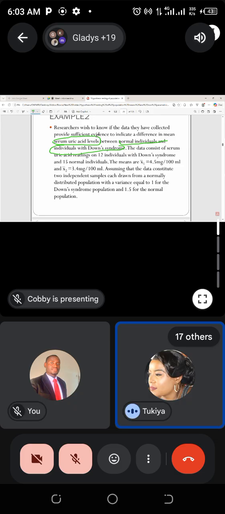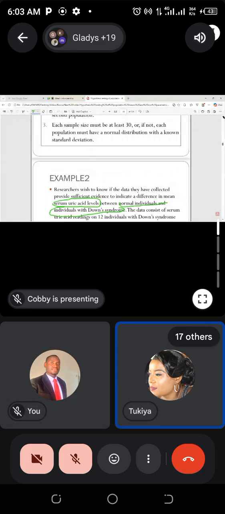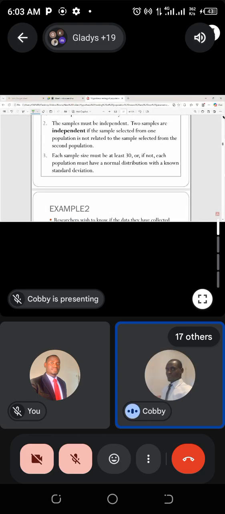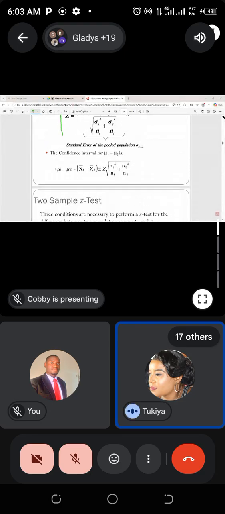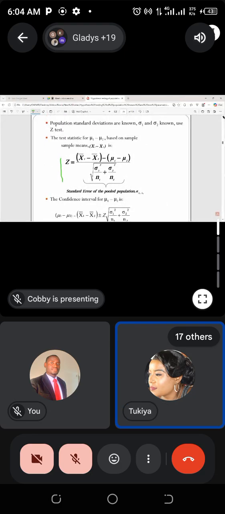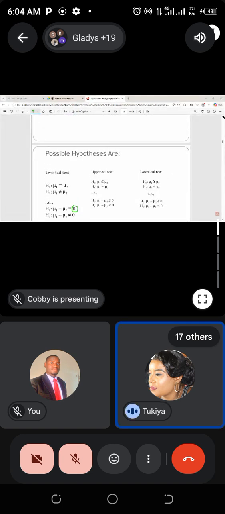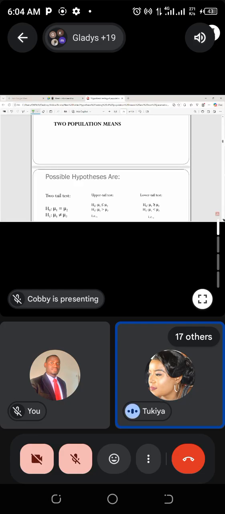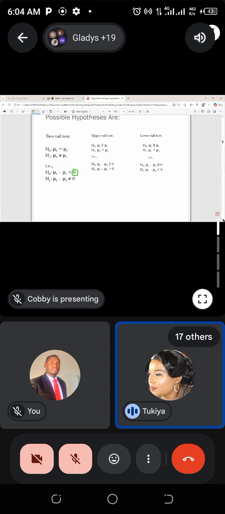Sir, you can go up a bit. There's something that I want to ask there. Yes, you continue. Okay, so on the possible hypothesis there, what do you mean when you say the upper tail test and the lower tail test? I understand the two tail and one tail.